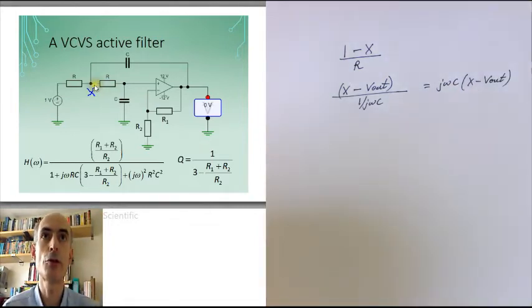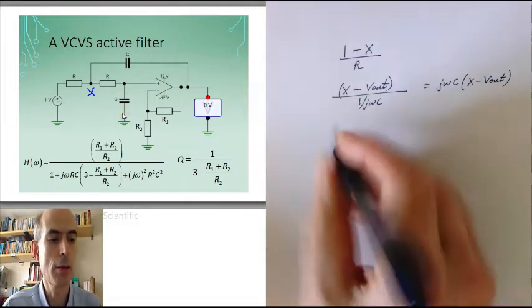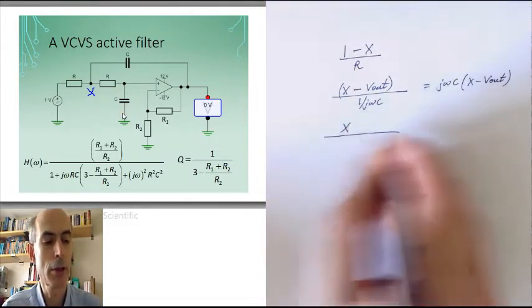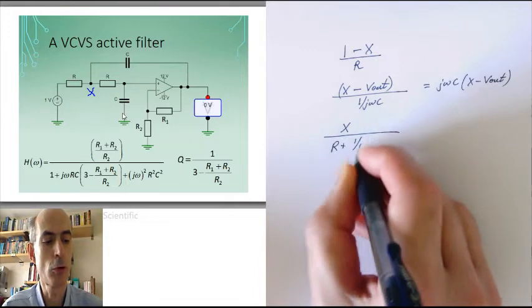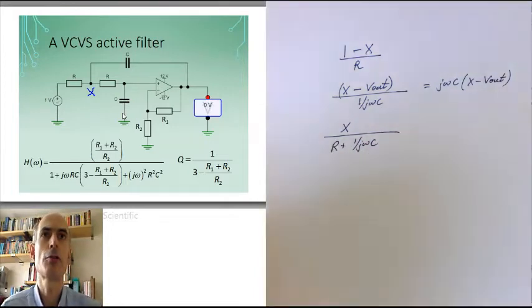The current through this resistor here is going to be the same as the current flowing through this capacitor here. No current flows into an ideal op-amp, so the current flowing down this leg of the circuit here is going to be X divided by (R plus 1 over j omega C). That's the sum of the complex impedances of these two components.